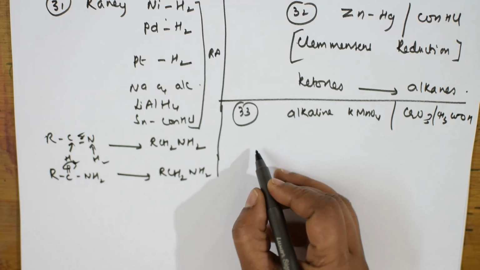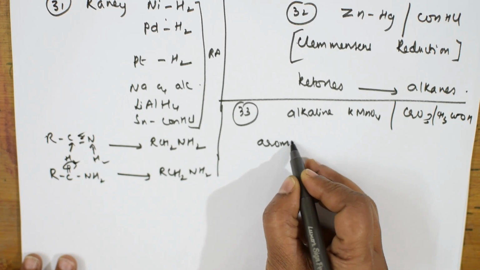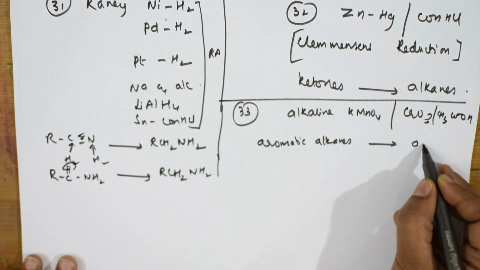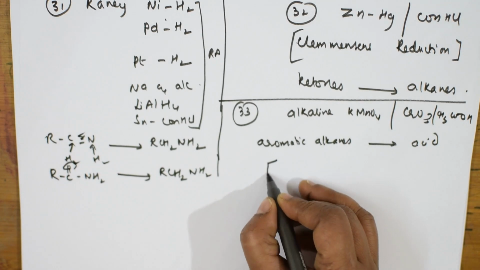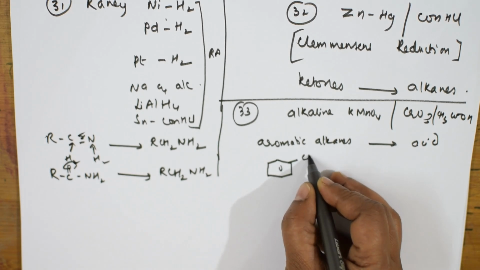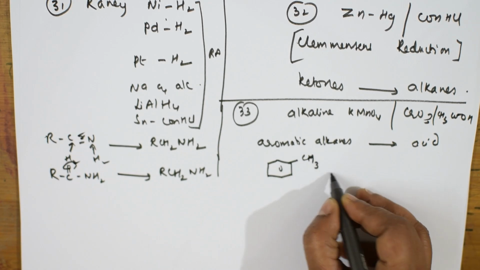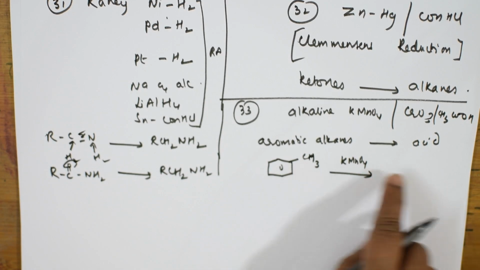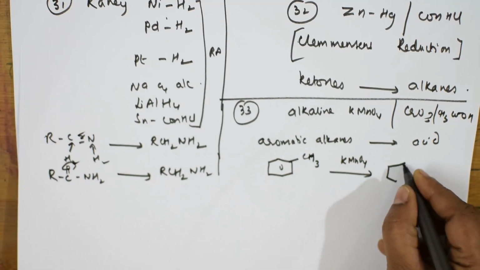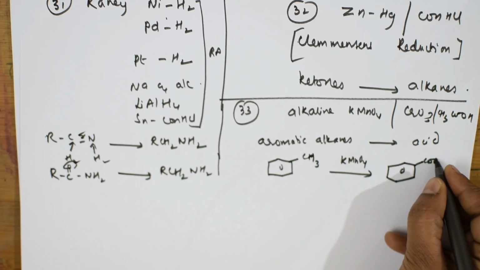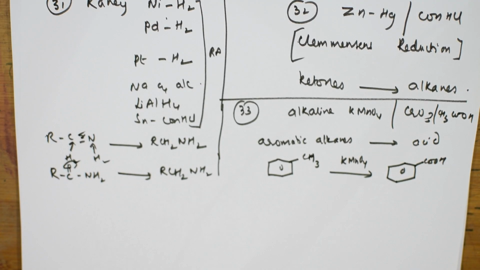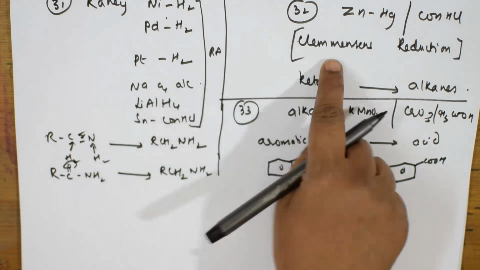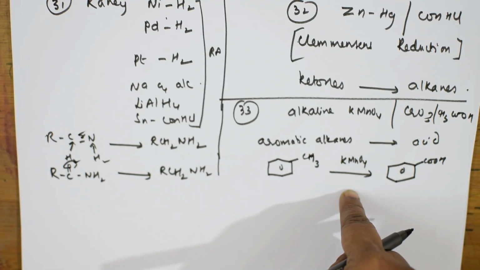These oxidizing agents are going to convert aromatic alkanes, whichever aromatic alkanes you take, to acids. How does it look? Now I have an aromatic alkane, that is toluene. So when I introduce KMnO4 to this, the aromatic alkane gets converted to which one? Acid, which is COOH. And students, aromatic alkanes to acids. These two are reducing agents. This is an oxidizing agent.